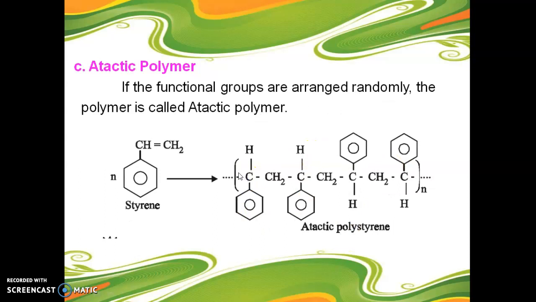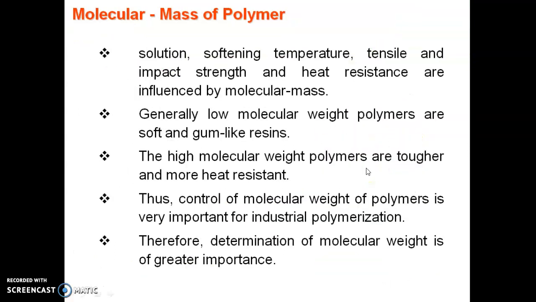And the last type is atactic polymer. Here the functional groups are arranged randomly. If you take the same polymer polystyrene, see in two cases it is downwards, and in the other two cases it faces upwards. So it is called an atactic polymer. The next is the molecular weight of a polymer.